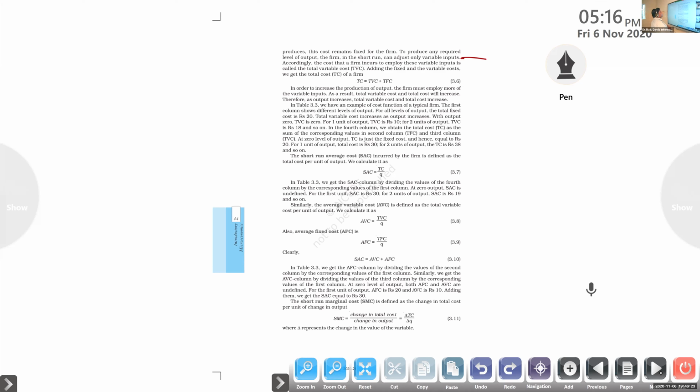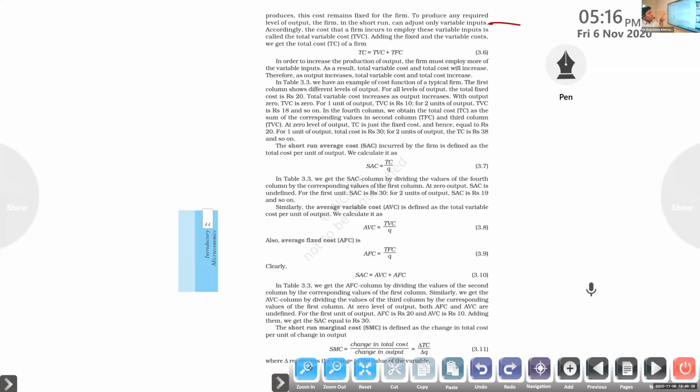That is directly related with the changes in the output. To produce any required level of output, the firm in the short run, so remember, in short-run production, can adjust only variable inputs. Accordingly, the cost that a firm incurs to employ these variable inputs is called the total variable cost. The money that we are spending to utilize the variable input is termed as TVC, total variable cost.